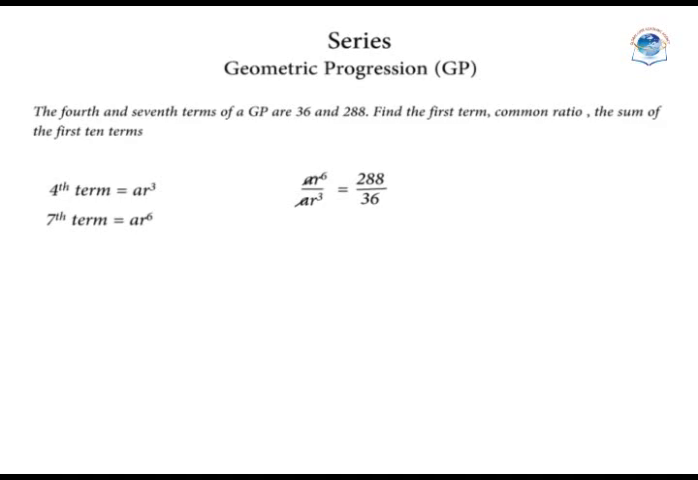R raised to power 6 over R raised to power 3, we simply subtract the powers. So R raised to power 3 is equal to 8. Finding the cube root, R is 2. To find A, we substitute in any of the equations. We use the first one, it's easier. A times R raised to power 3 is 36. We already found R is 2, therefore A times 2 cubed is 36. If you divide that, you'd get A is 4.5. S10 is equal to 4.5 into 2 raised to power 10 minus 1 over 2 minus 1.